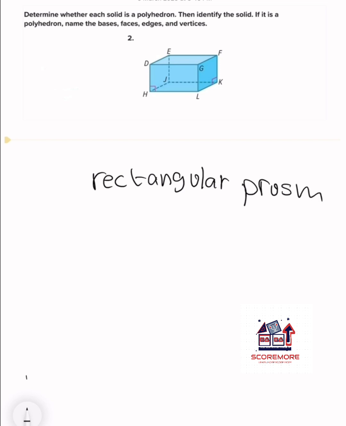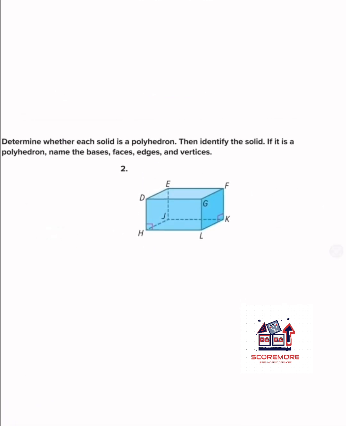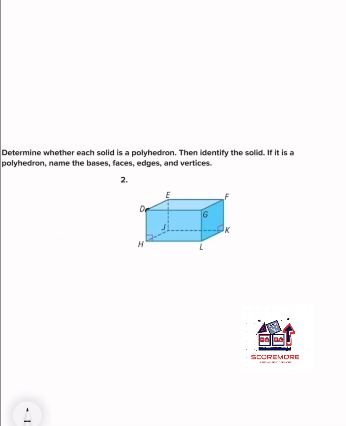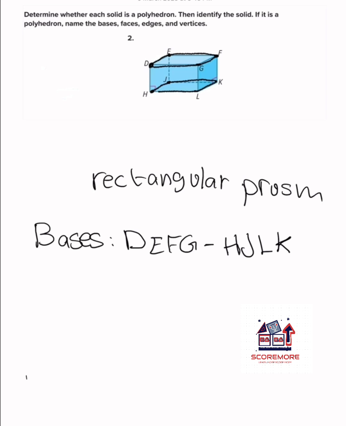Okay, so now we have to find the bases. The base, like we said, can be D, E, F, G, or it can be H, J, L, K. Let me show you more. So as you're seeing here, we can say D, E, F, and G. This is the first base. Or we can say H, J, K, L. This one is also a base.